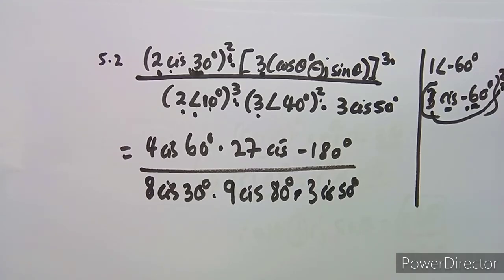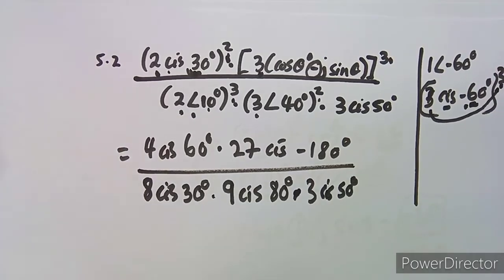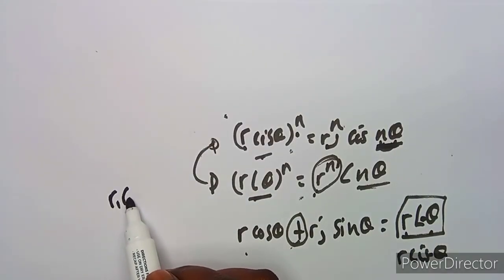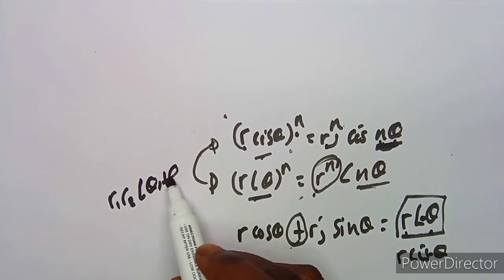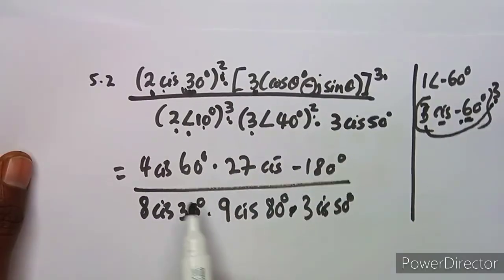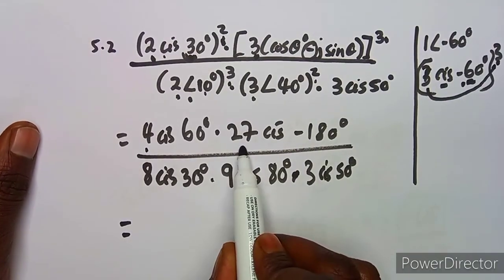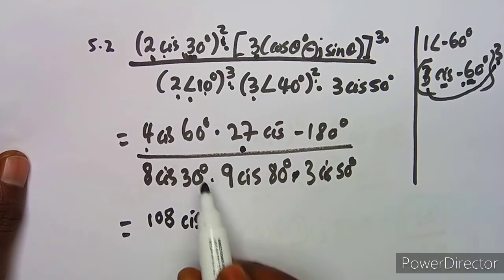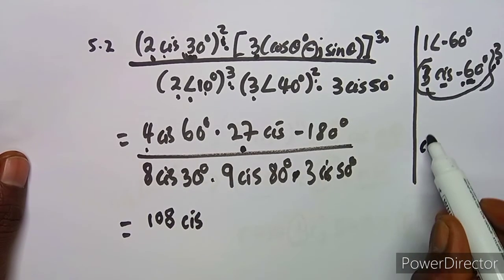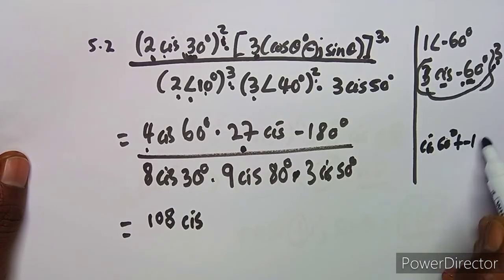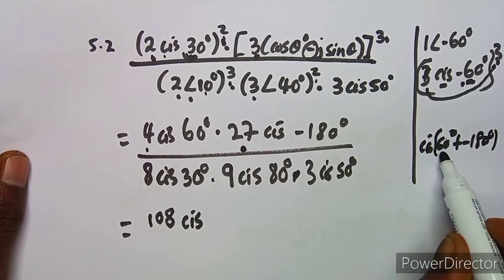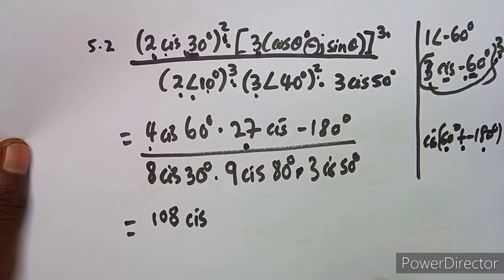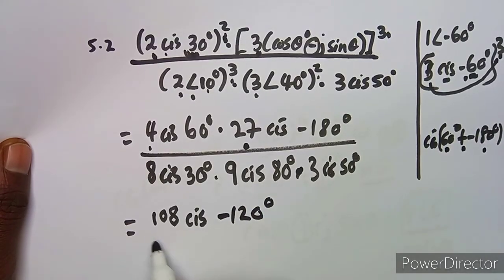Okay, we are multiplying, so we are going to multiply the numbers together. Remember, in polar form, if you are multiplying, you multiply the numbers together, then the angles you add. So we multiply these numbers together, which is 4 times 27, that's 108. cis, you add the angles, which is going to be 60 plus minus 180, which is minus 120 degrees.